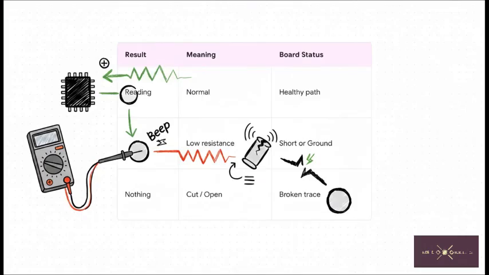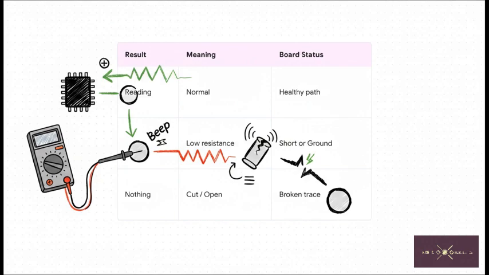Okay, Section 3, how to read the results. Let's decode the 3 distinct languages your multimeter actually speaks: numbers, beeps, and absolute silence. First up, you might get a digital reading with no beep. This is great. It means there's a normal, healthy resistance to ground. The path is positive and doing its job properly, like a healthy IC power feed or a signal line.